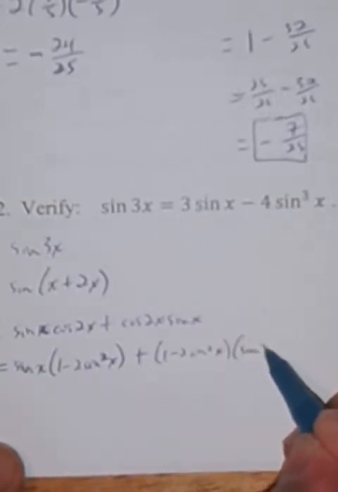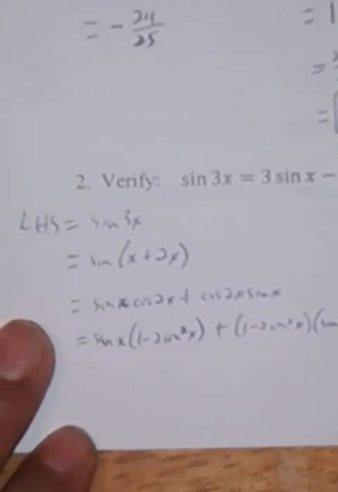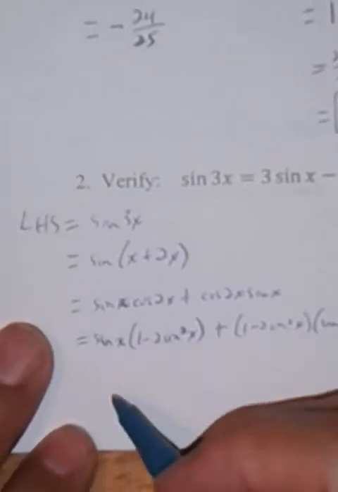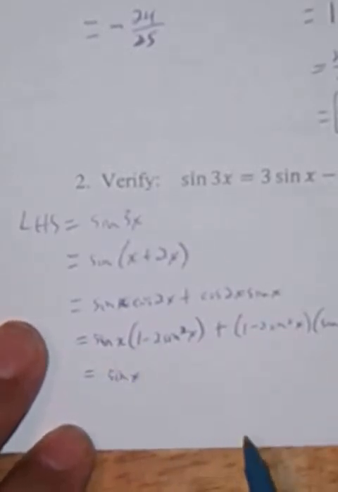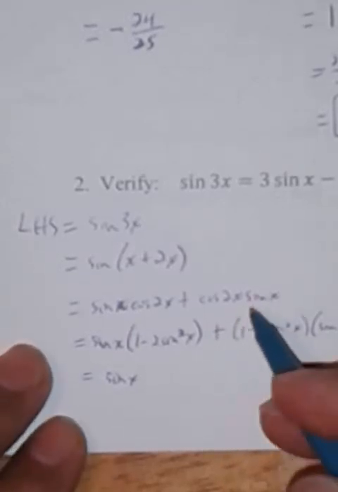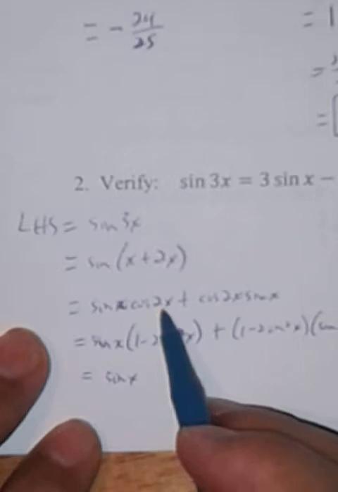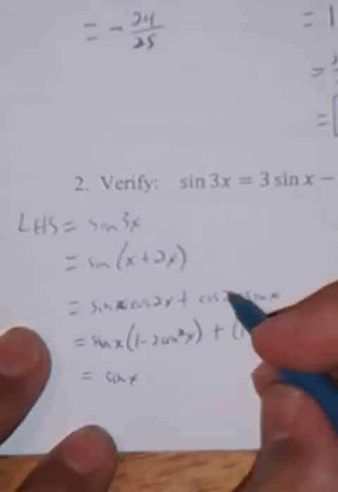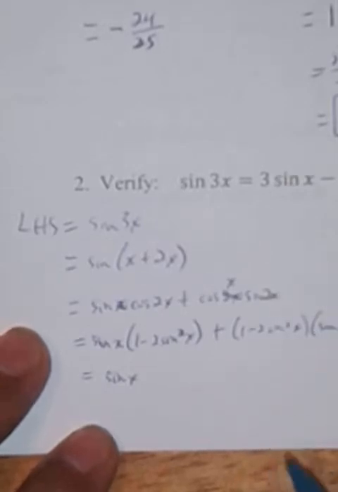Times sine x. All right, let's see what we can get from that. That'll be sine x. All right, let me backtrack a little bit here. I think I made a mistake on this. So this is u v, and this is u and v. So this should be cosine x sine of 2x.